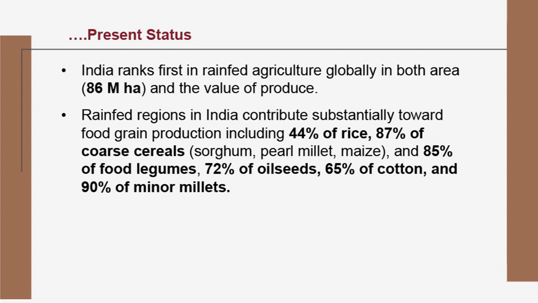So, rain-fed regions in India contribute substantially towards food grain production. Individually, 44% of rice, 87% of coarse cereals like sorghum, pearl millet, maize, and 85% of food legumes, 72% of oil seeds, 65% of cotton, and 90% of minor millets. So, a great chunk of food is coming from rain-fed areas. So, it is very, very important. And dear students, food legumes means here pulses. The pulse crops are food legumes.